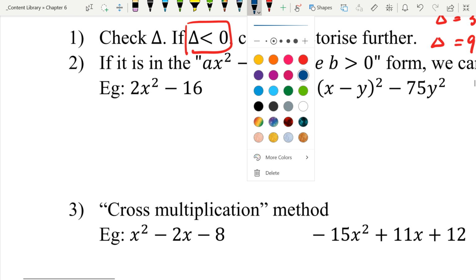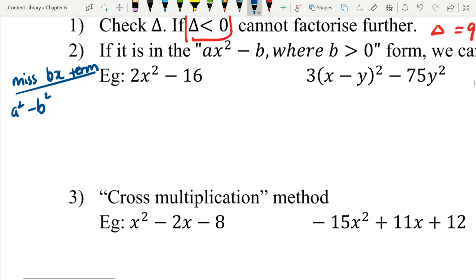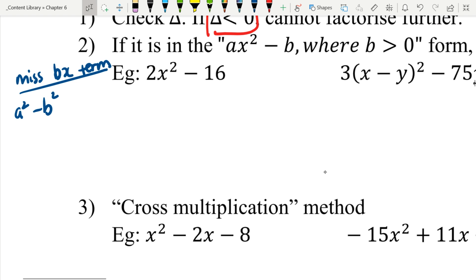Then the second thing we want to talk about is when we miss the bx term. When I don't have a bx term, the formula I need to think about is a squared minus b squared, because a constant can always be put into the square of its square root, so I can always create the a squared minus b squared form. For example, in this one, I can take common factor 2 out first. This is the first step of factorizing. I can take 2 out, or I can decide not to take it. Sorry, that's 8.